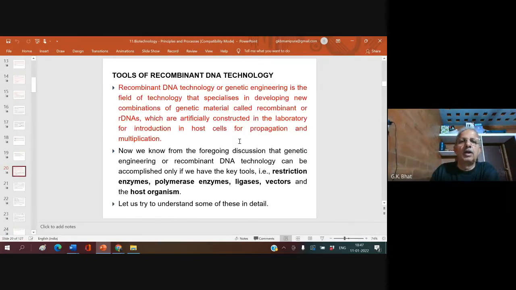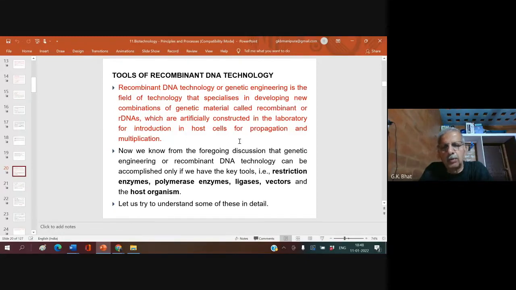Shall we continue? Tools of recombinant DNA technology. What is that? Recombinant DNA technology or genetic engineering is the field of technology that specializes in developing new combinations of genetic material called recombinant DNA, or rDNA. You must know that recombinant DNA is also called rDNA, which is artificially constructed in the laboratory for introduction in host cells for propagation and multiplication.